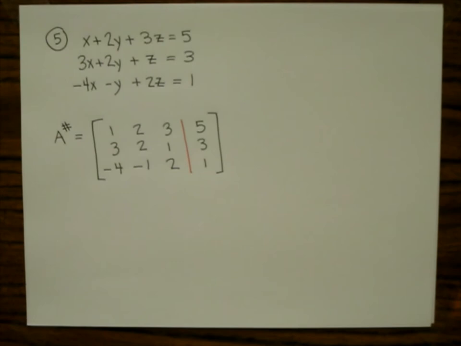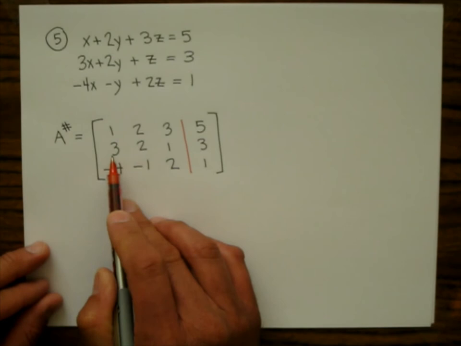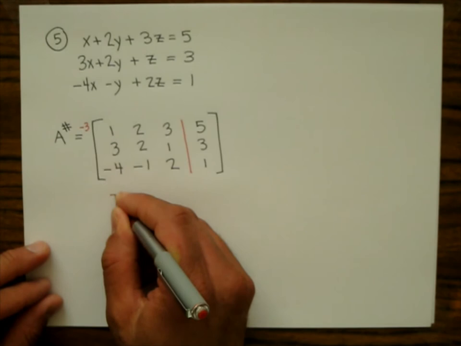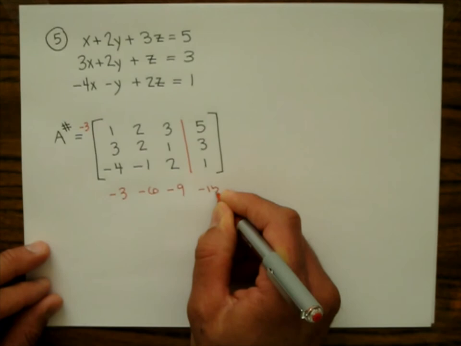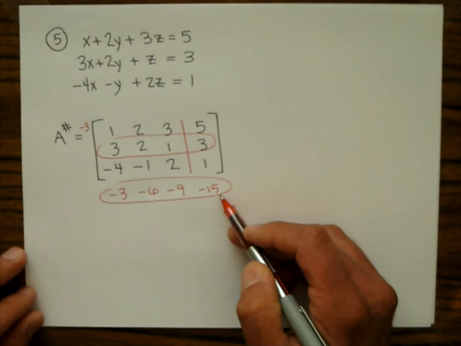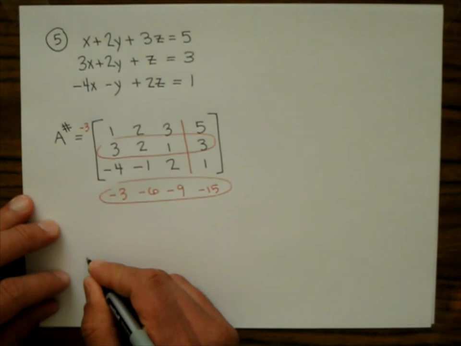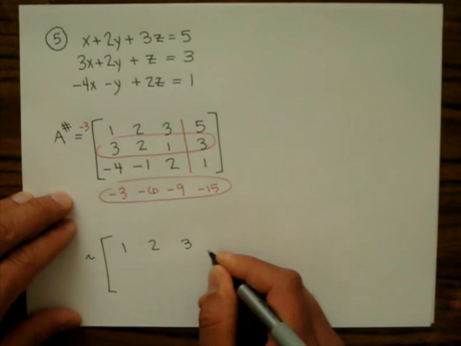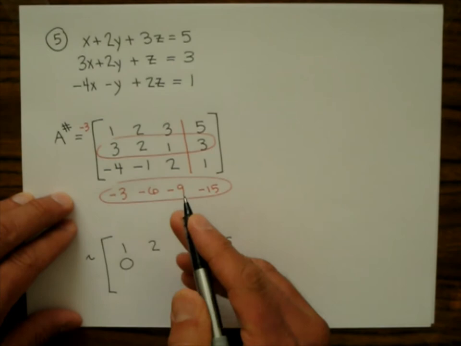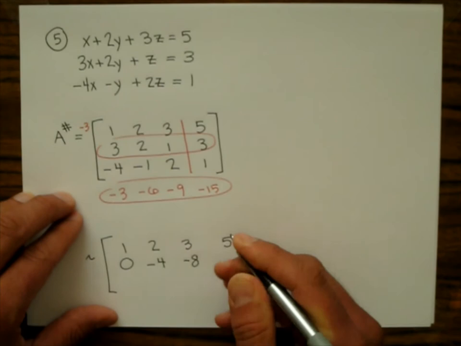I'm going to multiply row 1 by a negative 3 to put opposites there. So this is going to be negative 3, negative 6, negative 9, negative 15. And that's going to be added to row 2. Here's modified row 1 plus row 2 gives me the new row 2. I'm going to leave a little space because I'm going to do the other step within this step here. So I have 1, 2, 3, 5, 0 because I'm adding those. And then negative 6 plus 2 is negative 4. Negative 9 plus 1 is negative 8. And negative 15 plus 3 is negative 12.